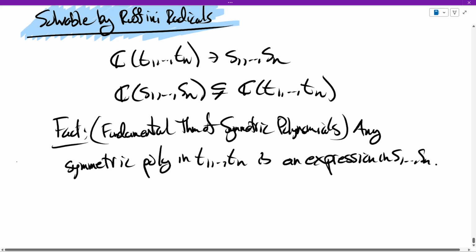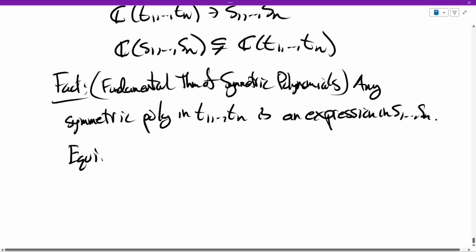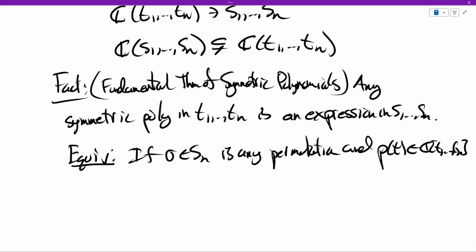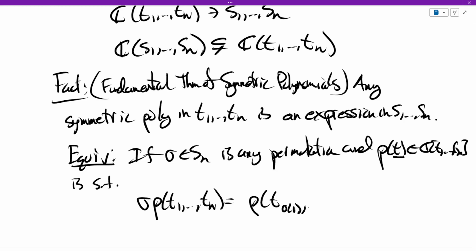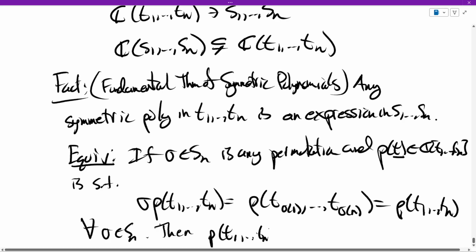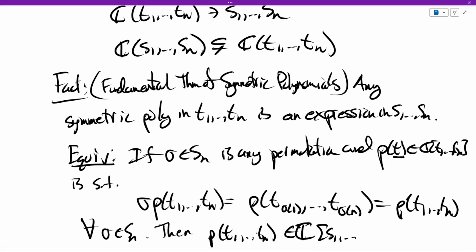Said differently, if sigma is in Sn, any permutation, and P of T is in C adjoin T1 through Tn, such that when I apply sigma to the indices of the T's, we get P of T back, then P of T1 through Tn can be written in terms of a product of the S's.